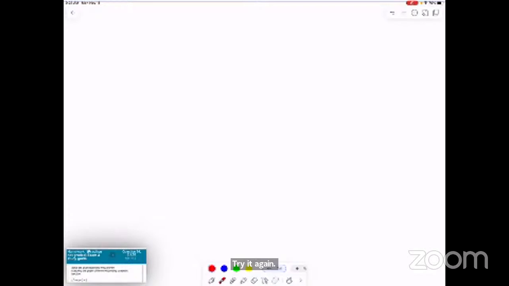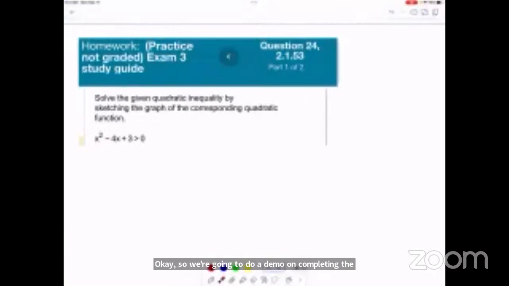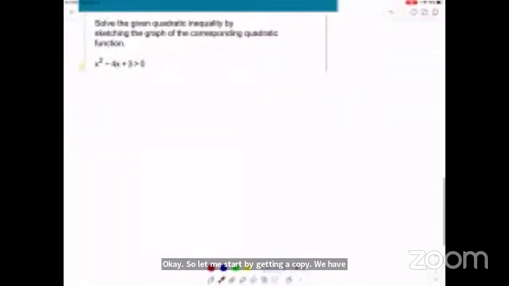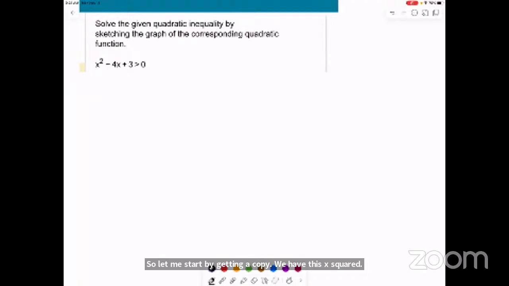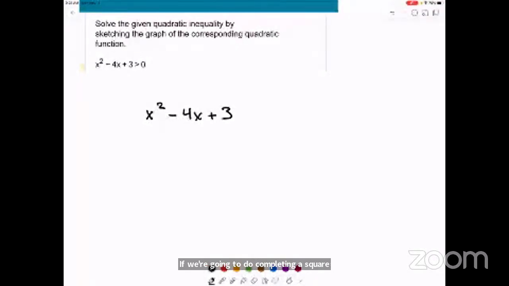Okay, so we're going to do a demo on completing the square so that we can get this into standard form. Let me start by getting a copy. We have x squared minus 4x plus 3. Now it says it's strictly greater than 0, but for right now, we're going to treat it like an equation. If we're going to complete the square, the first step is that the leading coefficient needs to be a 1, and it already is. So we're fortunate there.